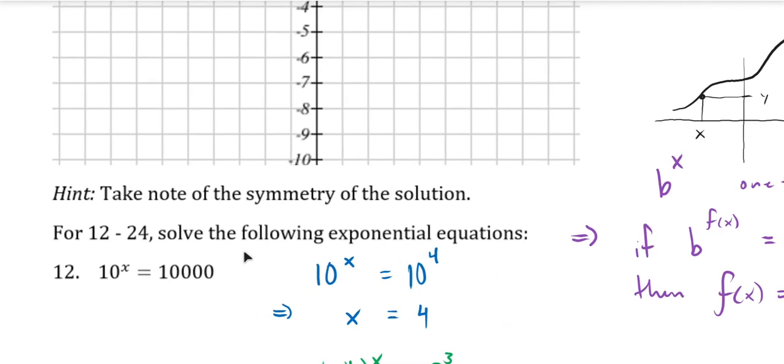So how does that apply? Well, if I know something like 10 to the x is equal to 10,000, both of these can be rewritten as powers of 10. 10,000 is 10 to the fourth power. And that means that their exponents must be equal, so x must be equal to 4.